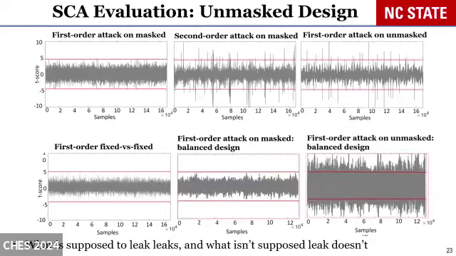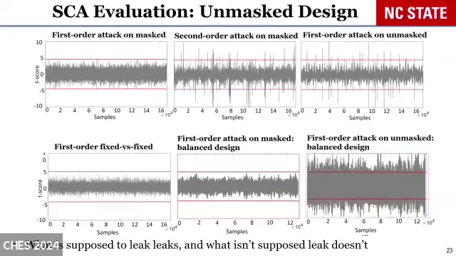When we do the second order attack on the masked design, we see significant leakages that cross the threshold. And when we turn the randomness off and do the first order attack on the unmasked design, the top right figure is shown with only 5,000 measurements. Even with a few thousand measurements, the design starts to leak. And when you turn the randomness on, even if you have 10 million traces, the design is secure.